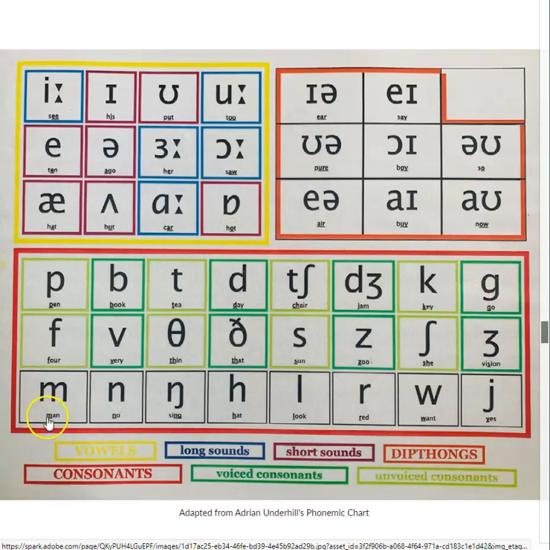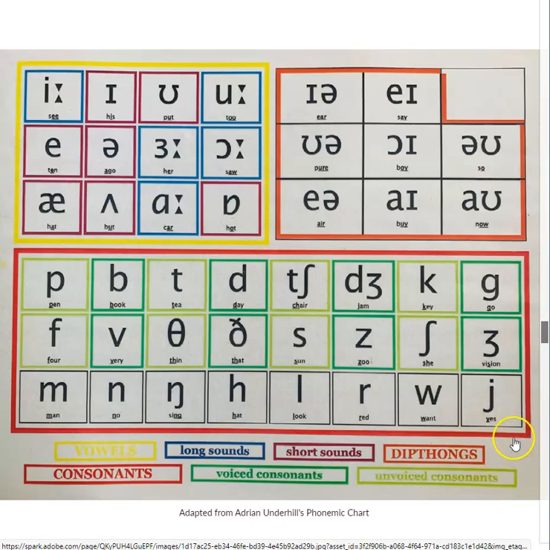The last row do not have pairs, and they're mostly voiced. So we've got n as in man, ng as in no, ng as in sing. This one is unvoiced, h as in hat, l as in look, r as in red, w as in want, and y as in yes. So this chart is very useful for helping to understand how to pronounce words correctly.